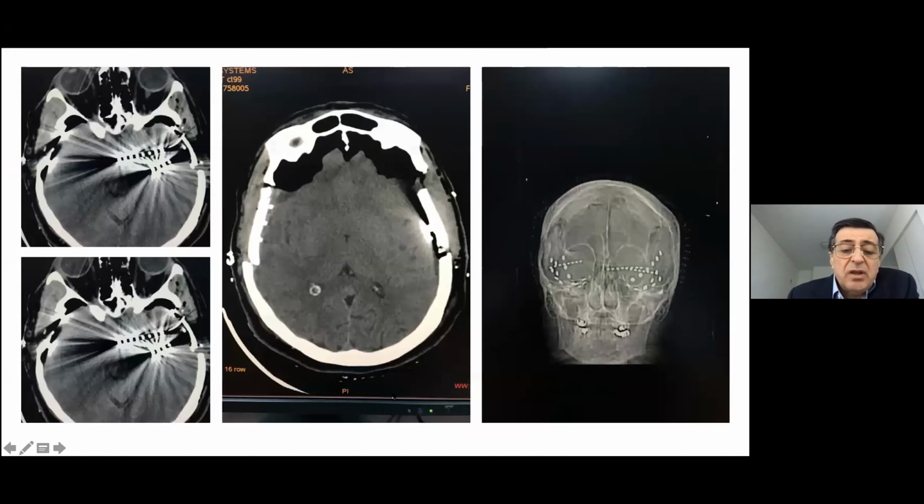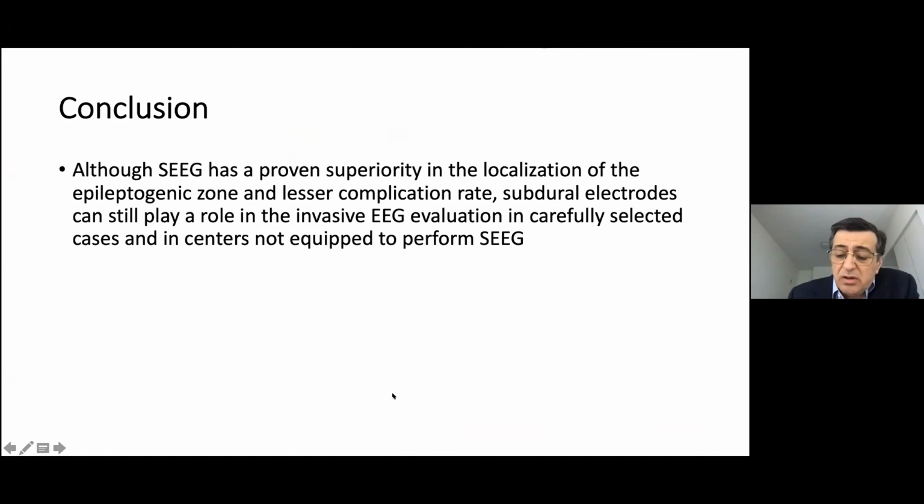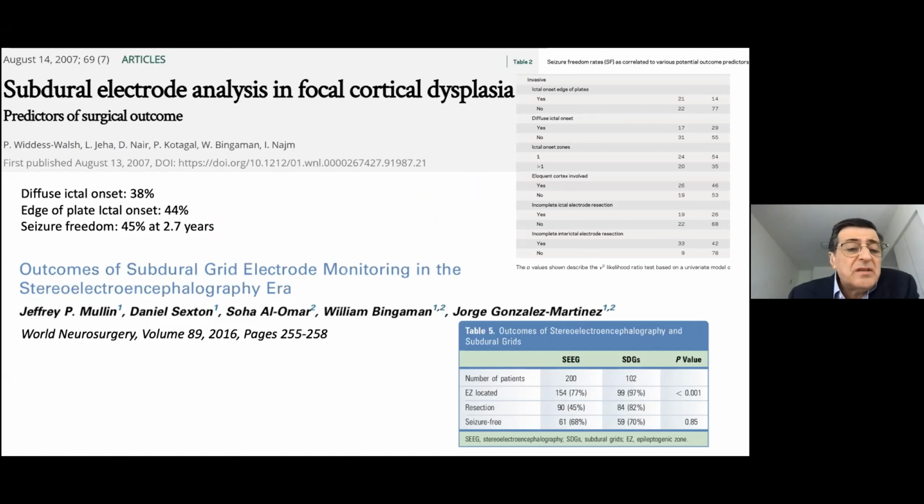Compared to the more recent series published by Jorge, that shows that the epileptogenic zone was better localized, almost 99% with the use of subdural, as compared with SEEG, 77%. And seizure outcome was equivalent to SEEG, but better than the previous epoch, 70%.